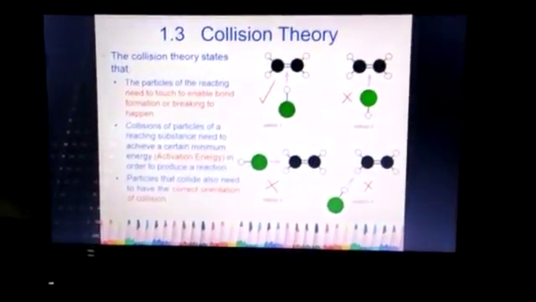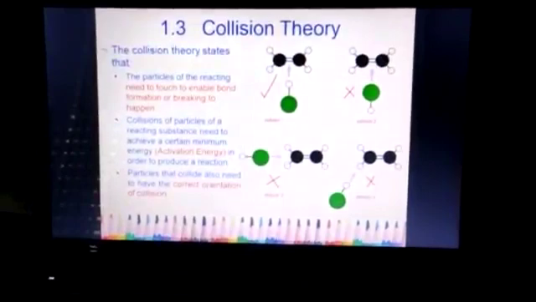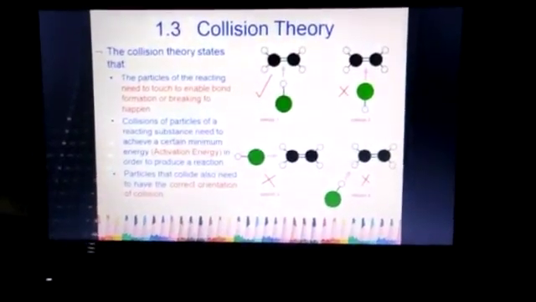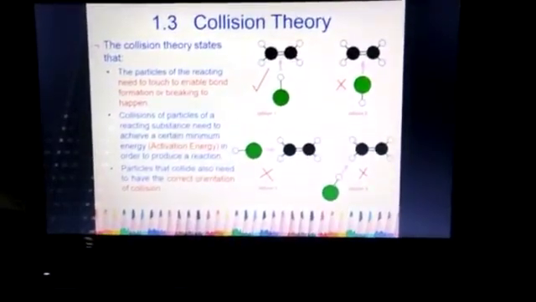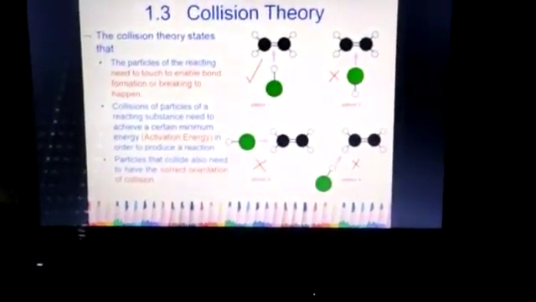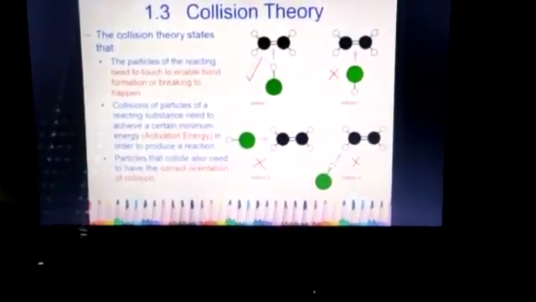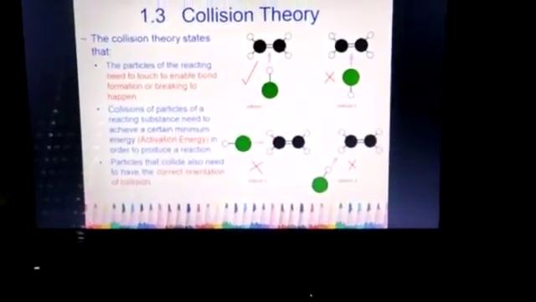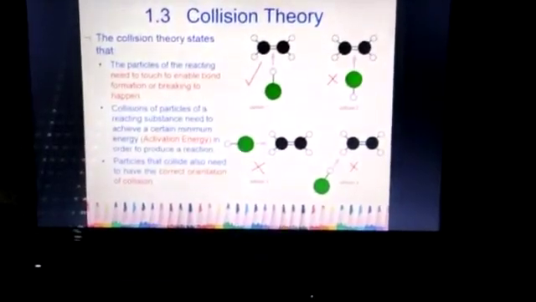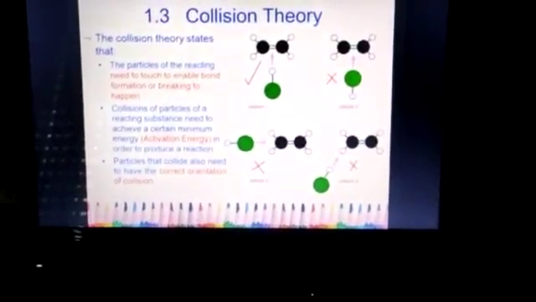Collision theory. The collision theory states that the particles of the reactants need to touch to enable bond formation or breaking to happen. Collisions of particles of reactant substances need to achieve a certain minimum of energy, the activation energy, in order to produce a reaction. Particles that collide also need to have the correct orientation of collision.